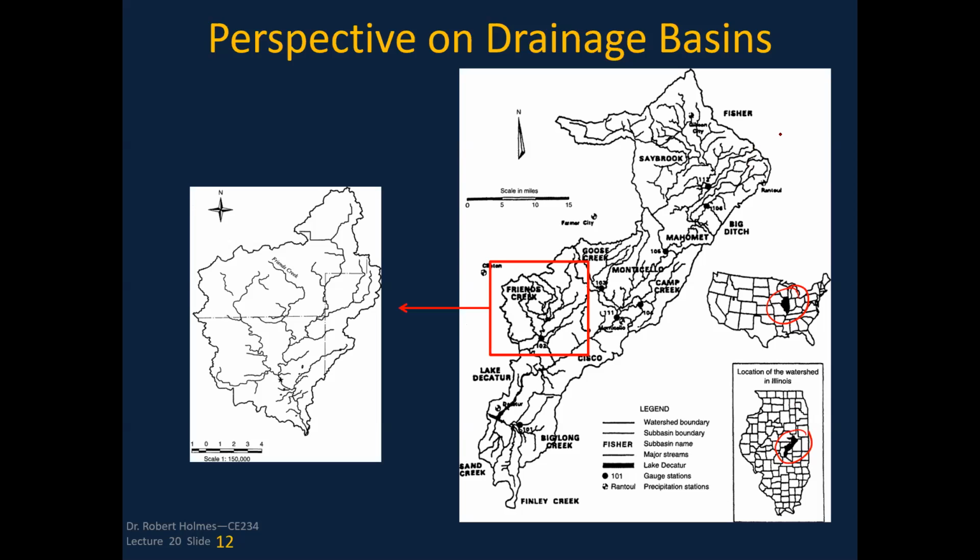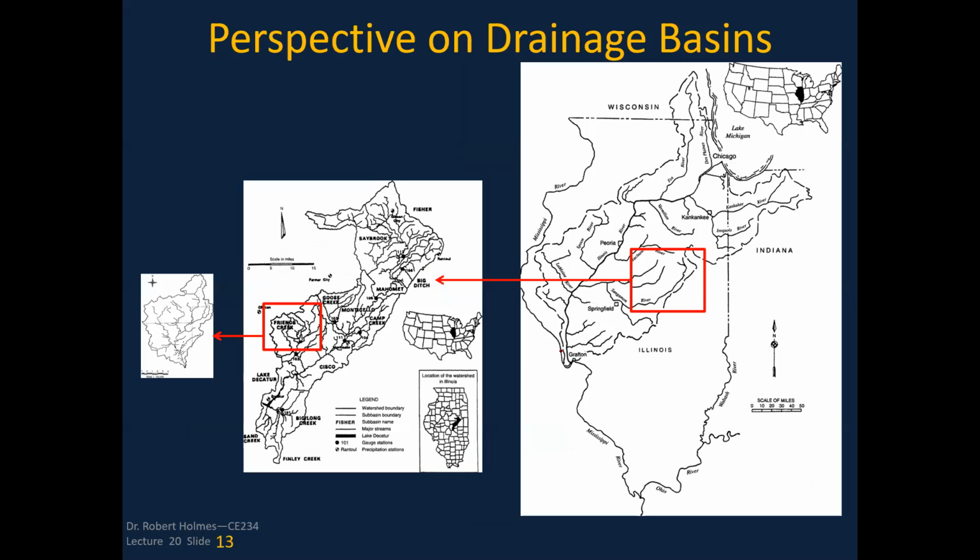And so the Sangamon comes down through, and Friends Creek is right here in the blow up, and it contributes to the Sangamon. Well, if you look at the Sangamon, it finally dumps out here into the Illinois River. And so the Friends Creek, which is part of the Sangamon, is part of a bigger watershed called the Illinois River, which dumps out down here just above Grafton, Illinois, just north of St. Louis, into the Mississippi River.